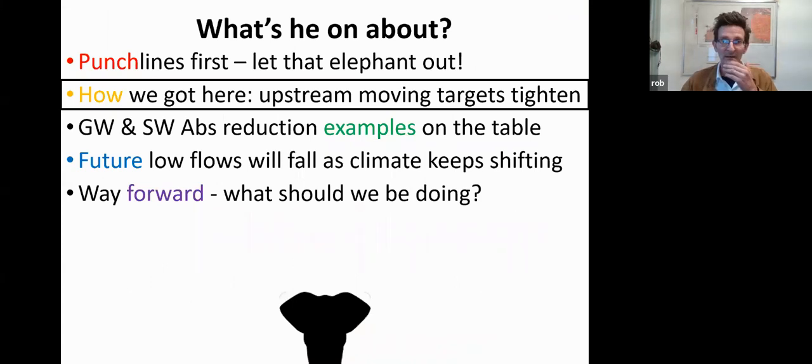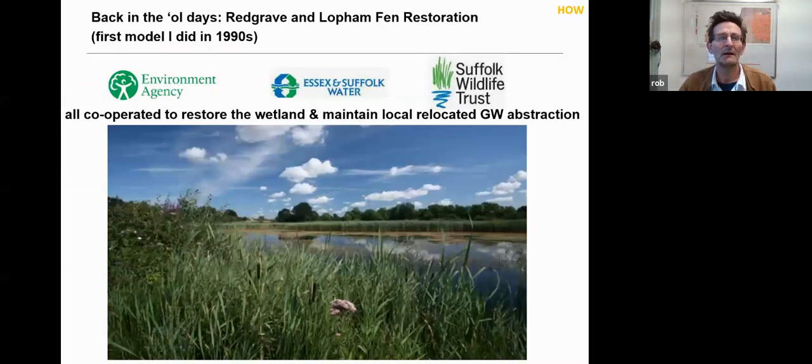Okay, so the next bit is a bit of a summary of how we've got into this pickle, I think. The first model I was involved in back in the 90s was a model of Redgrave and Lopham Fens. And at that stage, the Environment Agency and Essex and Suffolk Water and Suffolk Wildlife Trust all got together, recognising that this fen was being adversely impacted by a large local groundwater abstraction.